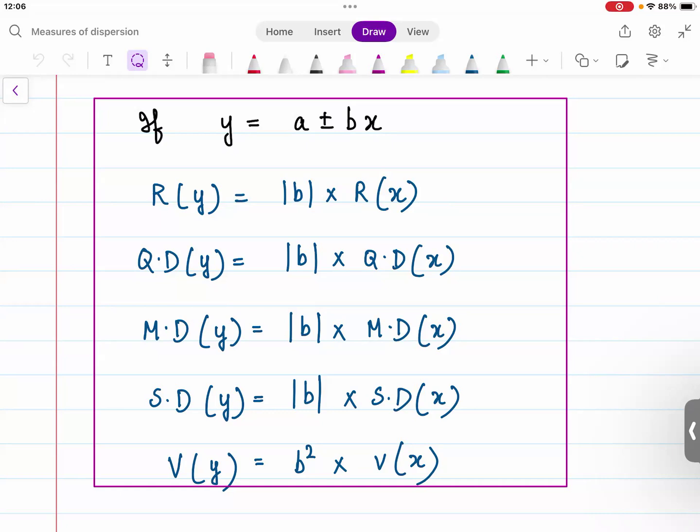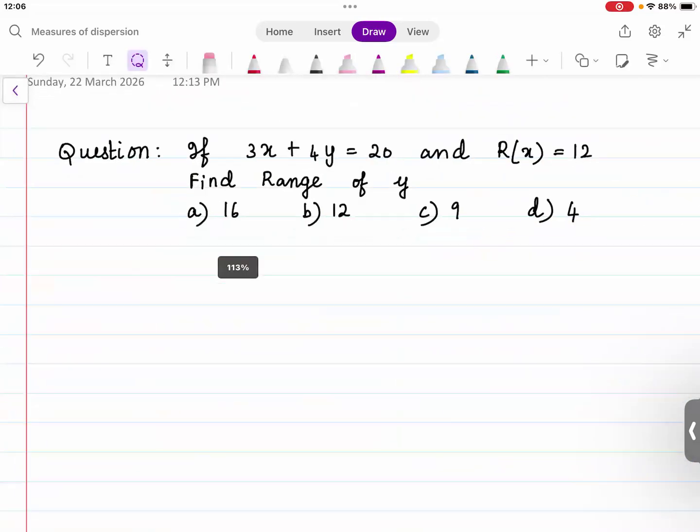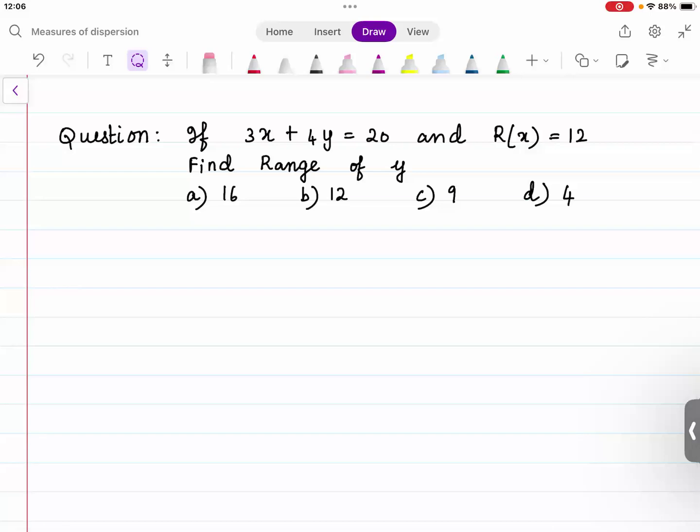Please take down this. Okay, let us start solving the problems. First question, they have given an equation 3x plus 4y is equal to 20 and range of x is equal to 12. They've asked us to find the range of y.